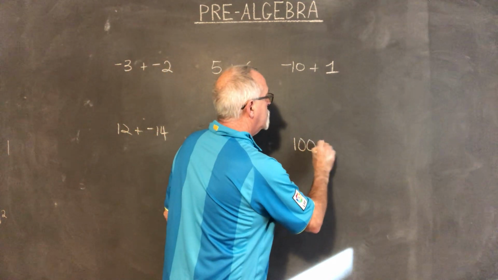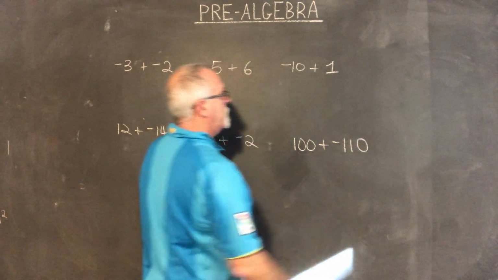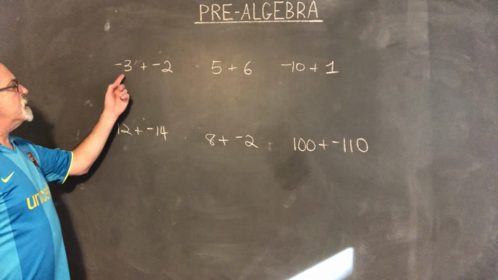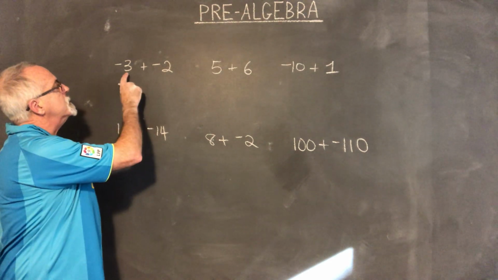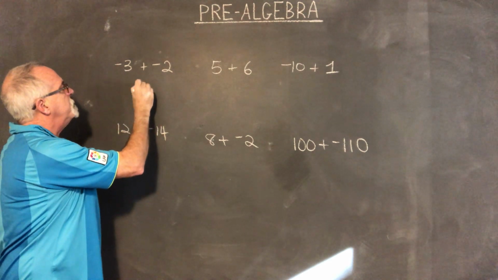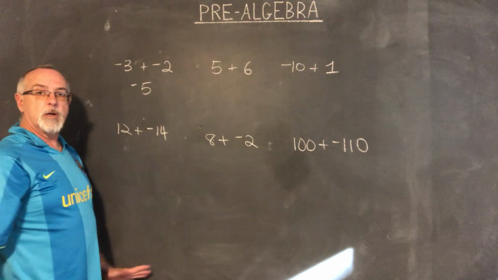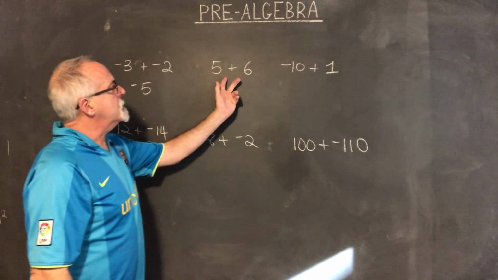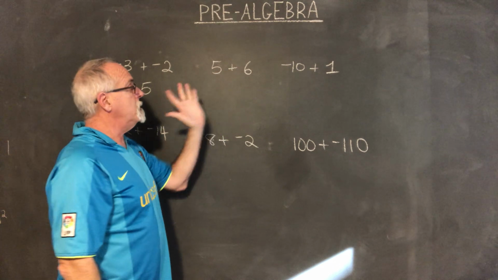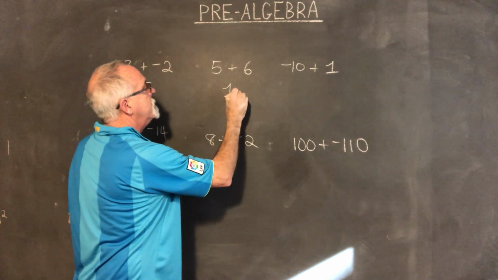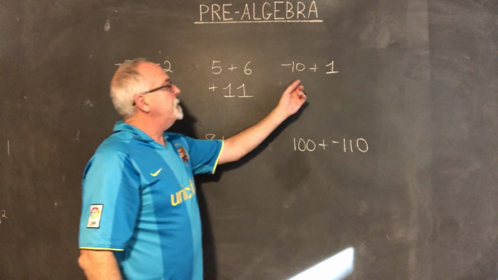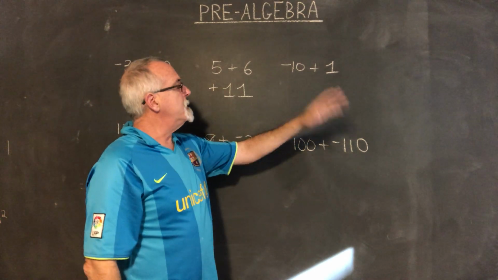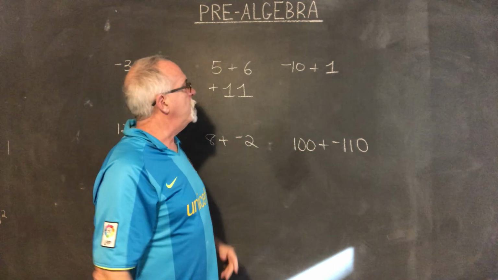100 plus -110. There. Okay, so -3 plus -2, they're both negative, so the answer is going to be negative, and we just say, okay, 3 plus 2 is 5, but the answer has to be negative. It works. Okay, 5 plus 6, they're both positive. The answer is going to be positive. 5 plus 6 is 11, and the answer is positive 11. -10 plus 1, one is positive, one is negative. It doesn't matter which one's on the left or which one's on the right.